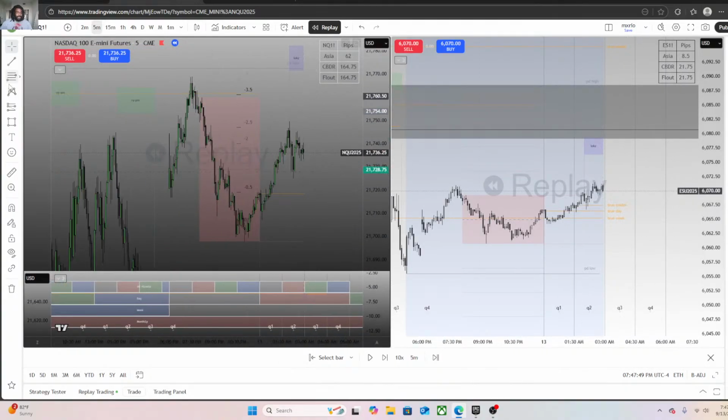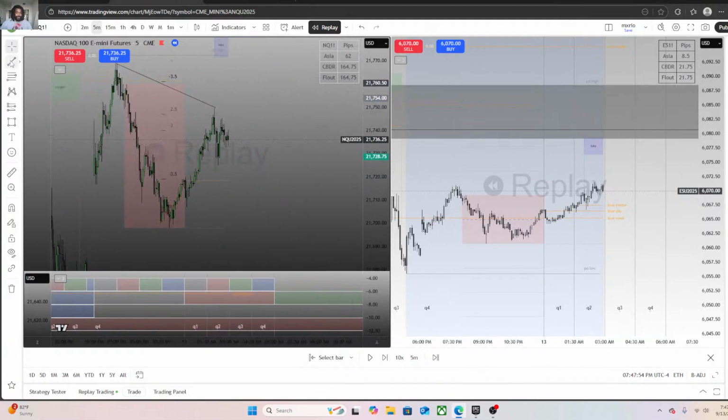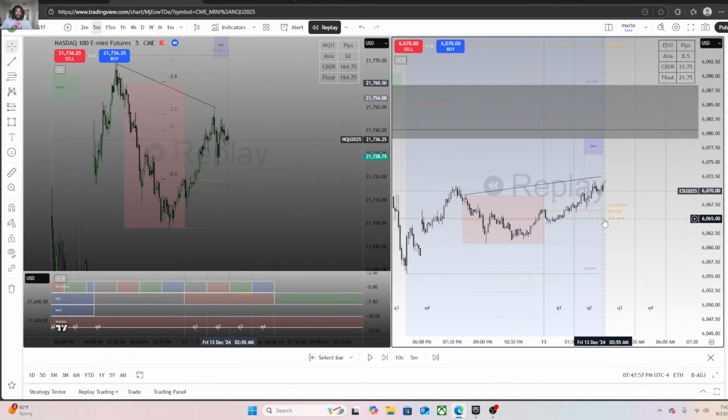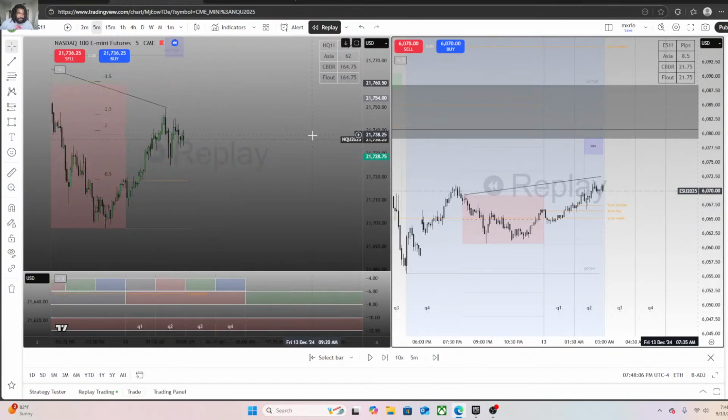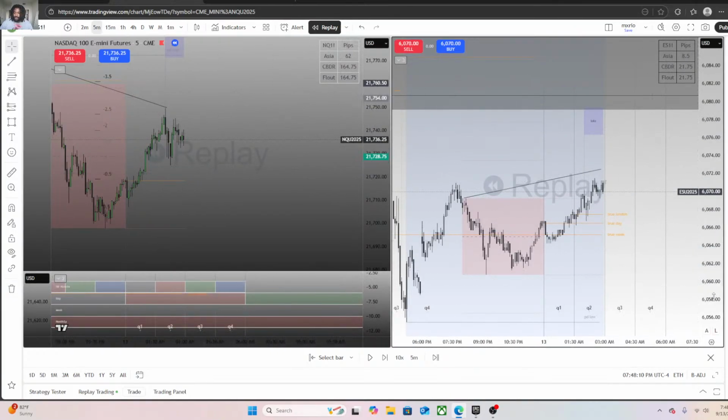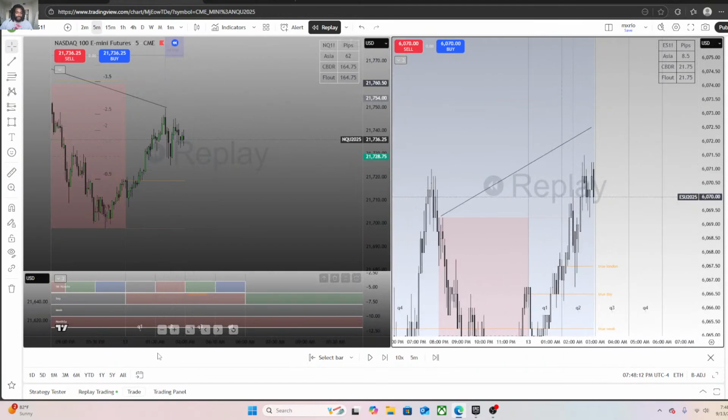Fat SMT. Inside to -2, I would have seen this and I would have liked to enter. The only thing I'm scared of is London manipulating higher on ES, dragging NQ up, hitting my stop loss. That's the only thing I will be nervous of. So we're going to see.